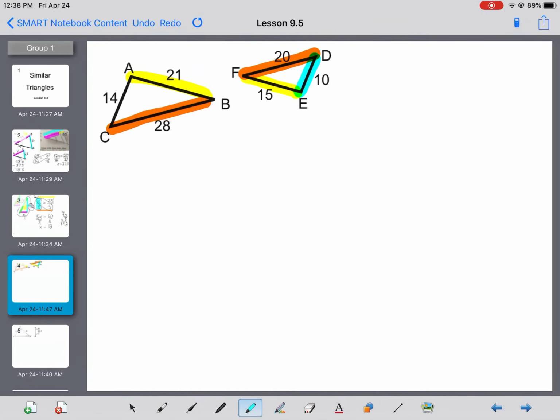And then finally, 10 and 14 are corresponding. Okay, so now I'm checking, are these actually similar triangles? Are they proportionate to each other?